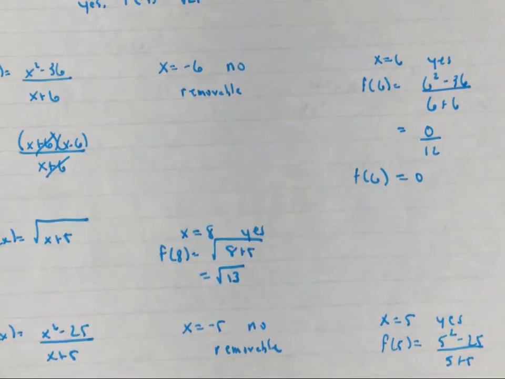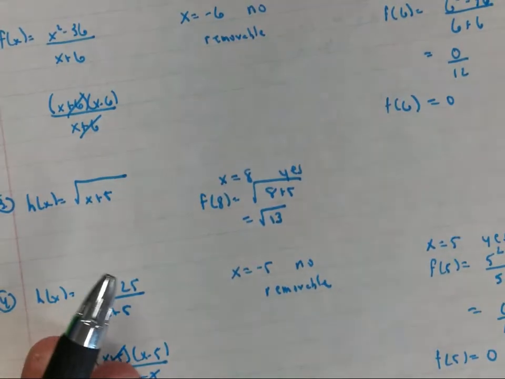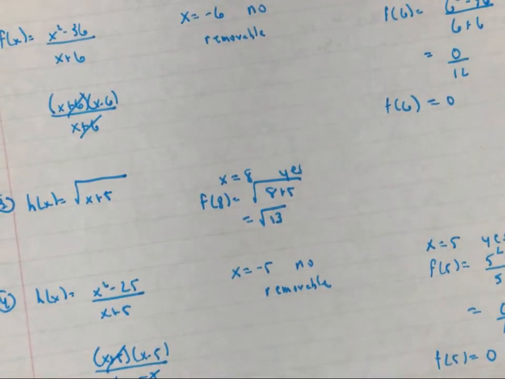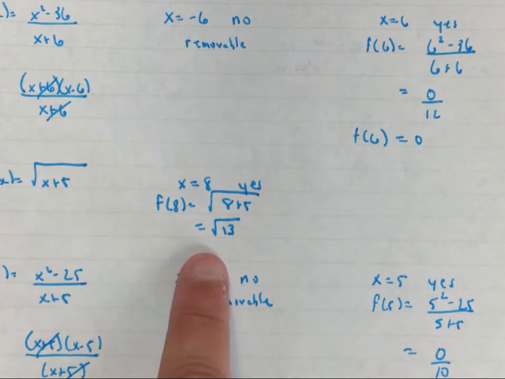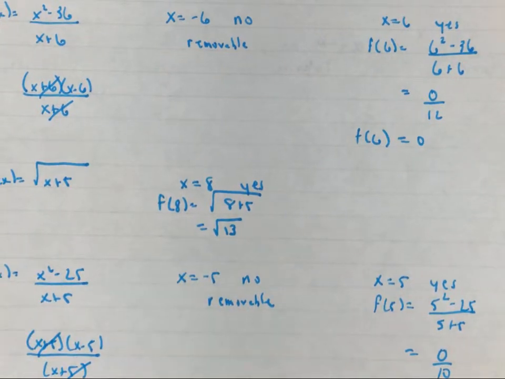Number 3, I'm wondering if it is continuous at x equals 8. Take 8 in. I plug it in. 8 plus 5 is 13. I'm good with that. That means it's continuous.